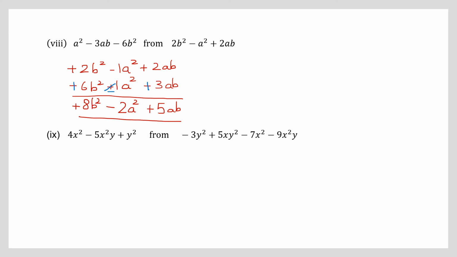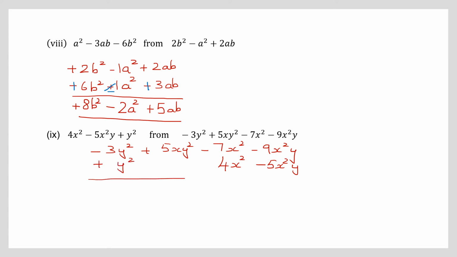The ninth one, minus 3y square plus 5xy square minus 7x square minus 9x square y. Below this, let's write 4x square. Where is the x square? It's here. So 4x square minus 5x square y, so minus 5x square y plus y square. So plus y square. So first thing is, let's write whatever is missing. So here I'll put 1. Here I'll put a plus sign.